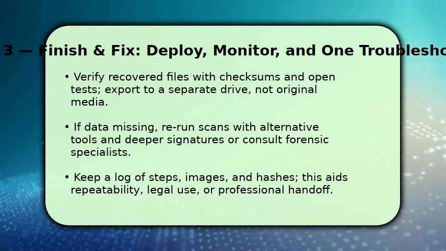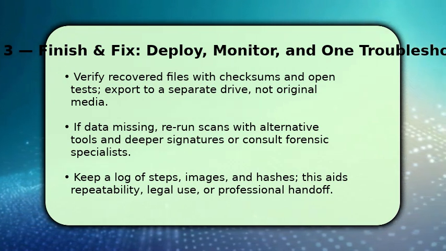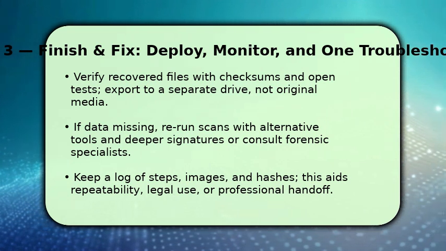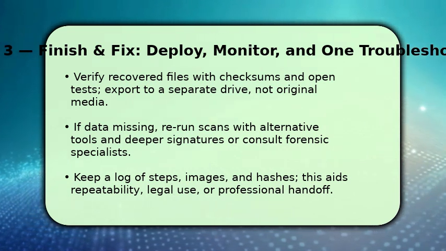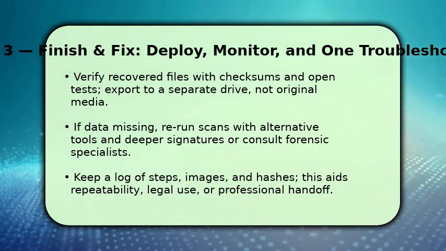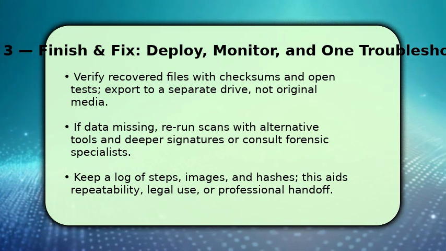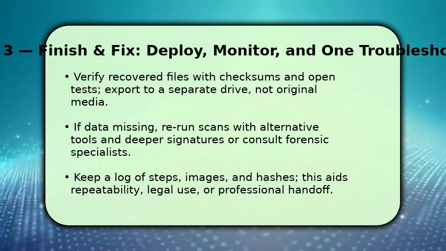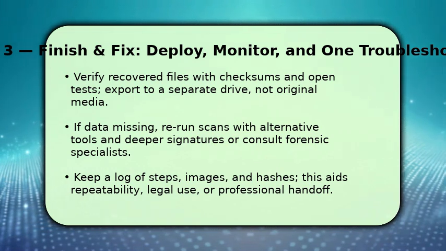If key data is still missing, try alternate recovery tools, increase scan thoroughness, and use different signature libraries. Sometimes a second tool finds fragments the first missed. If none succeed, document everything, images, command logs, and hashes so you can hand off to a forensic pro or repeat steps reliably. This log is your single best troubleshooting aid.